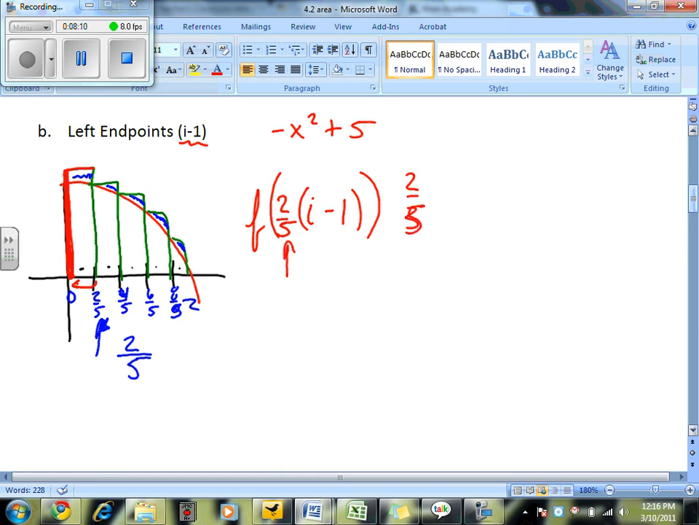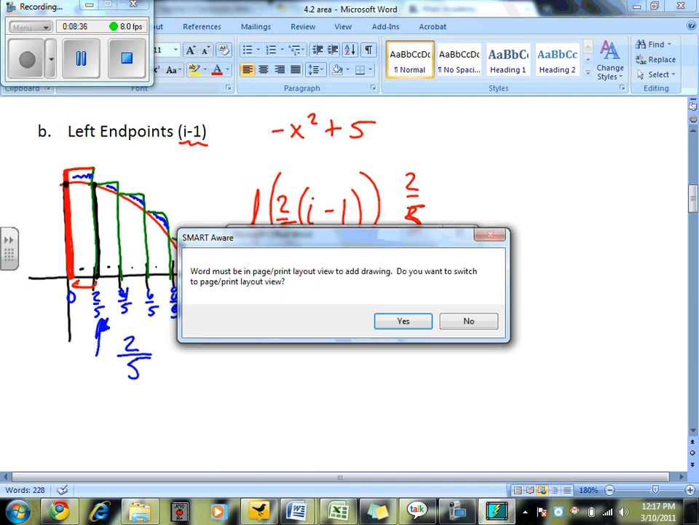All right, and then we have i minus 1. So would you agree if I were to pick 1 for i, 1 minus 1 is 0. 0 times 2/5 is 0, so we'd figure out our point here. If I were to pick 2, 2 minus 1 is 1 times 2/5, so this is the x value that we're using here to find our height. That's right, because we're using the left endpoints. If I were to pick 3, all right, I've had 3 minus, whoa, okay, I'm going to lose my drawing here. I hate it when that happens.